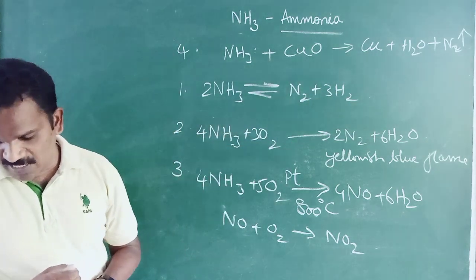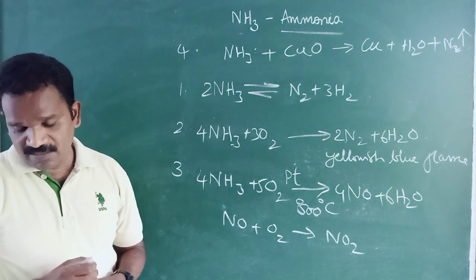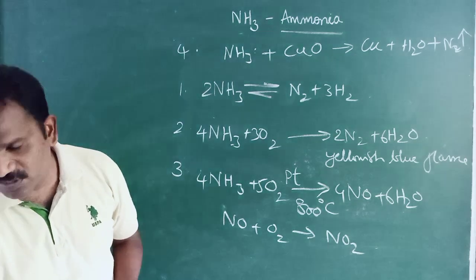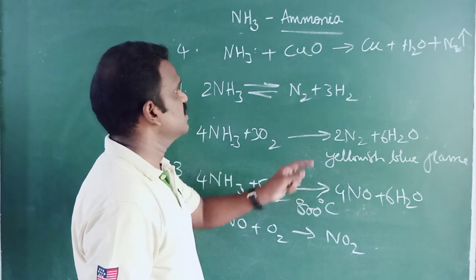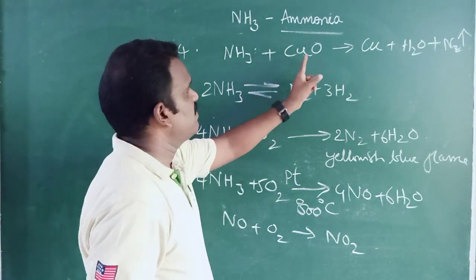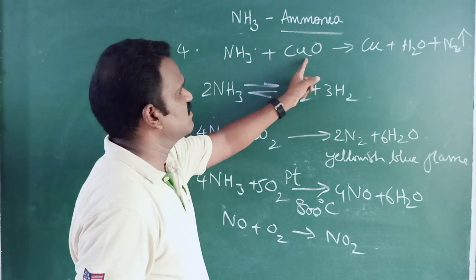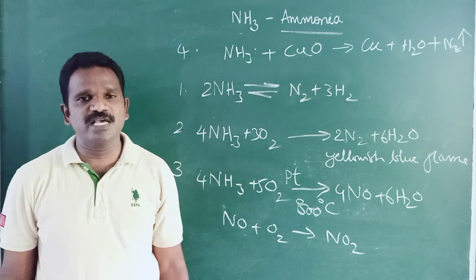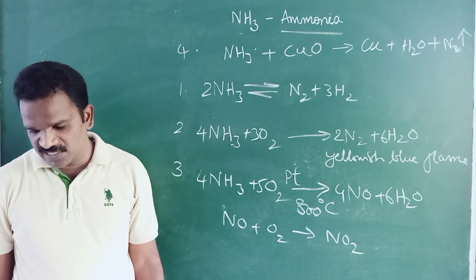This equation is called the reduction by a reducing agent. Ammonia is a reducing agent. This equation says that ammonia is a reducing agent because it is reducing cupric oxide to copper. The black copper oxide will be converted into copper. So this is the example given to say that ammonia is a good reducing agent.